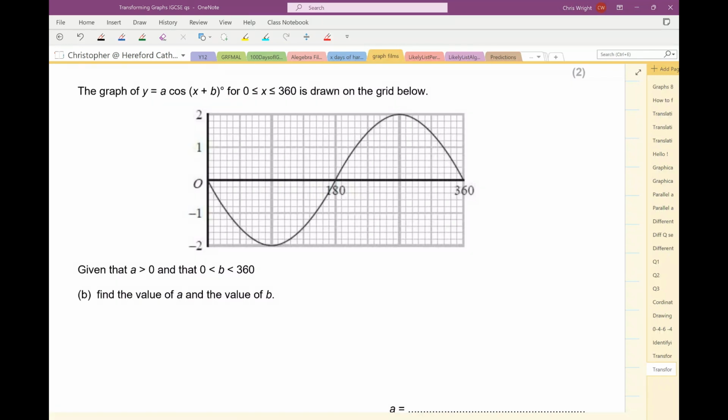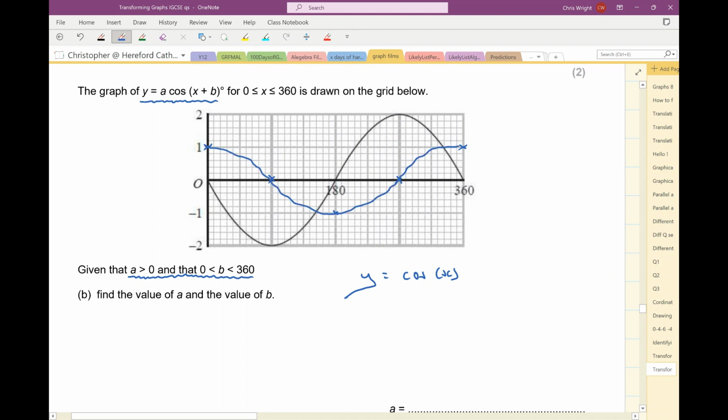9 part B. The graph of y equals a cos of x plus b is drawn on the grid below. Given that a is positive and b lies between 0 and 360, find the value of a and the value of b. Well, the first thing that would be useful would be to draw simply y equals cos of x. So let's draw that. Now, in answer to the question that you might be asking, yes, you're simply expected to know what this curve looks like. But of course, you can use your calculator to work out some key points to help you plot the curve.